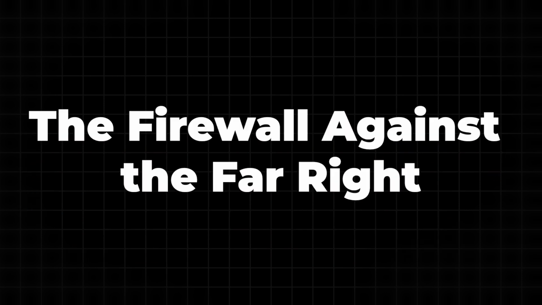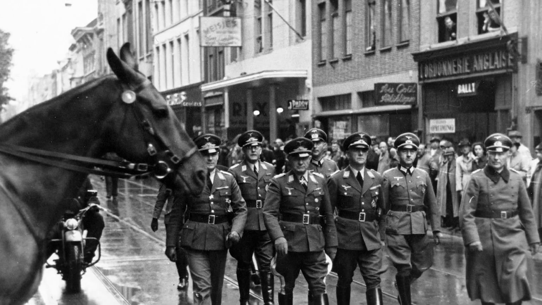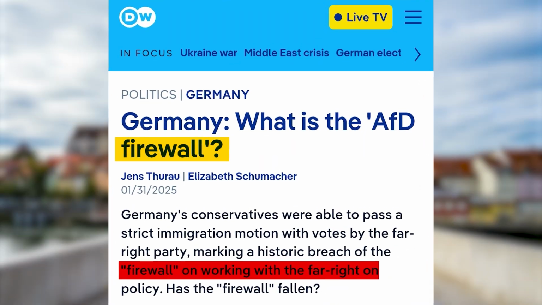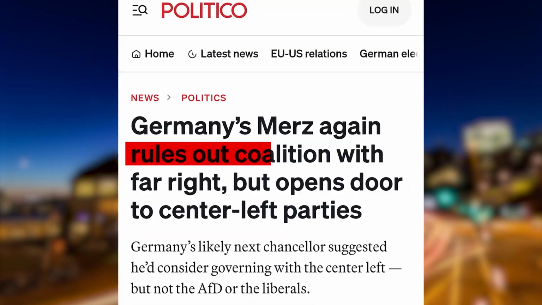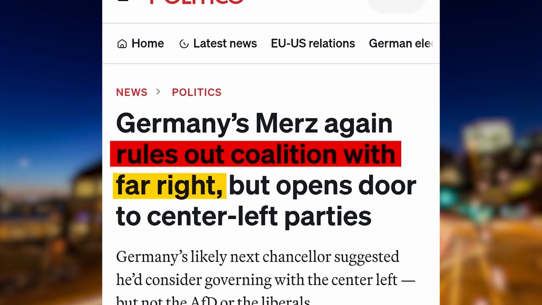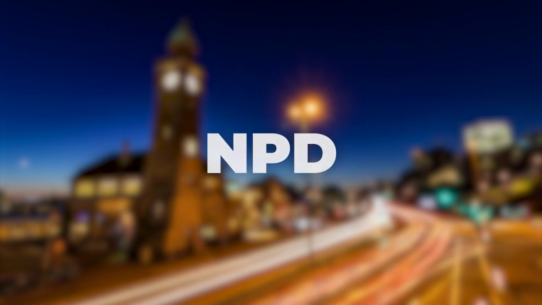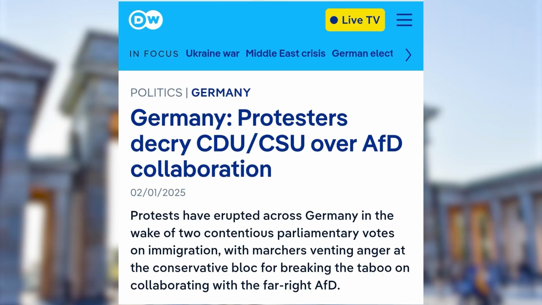The firewall against the far right. Due to Germany's history, there is a political firewall against far-right parties like the AfD. Major parties refuse to form coalitions with them, and some extremist parties like the NPD have been banned. However, this firewall was recently tested when the CDU collaborated with the AfD on a migration bill, causing significant backlash.